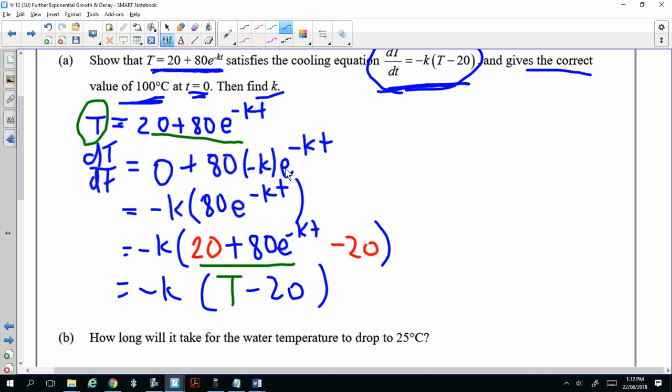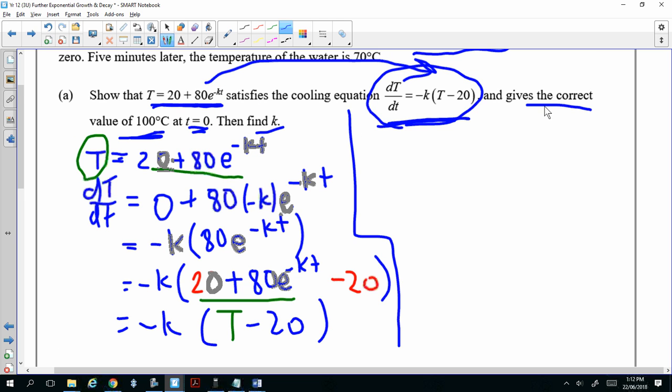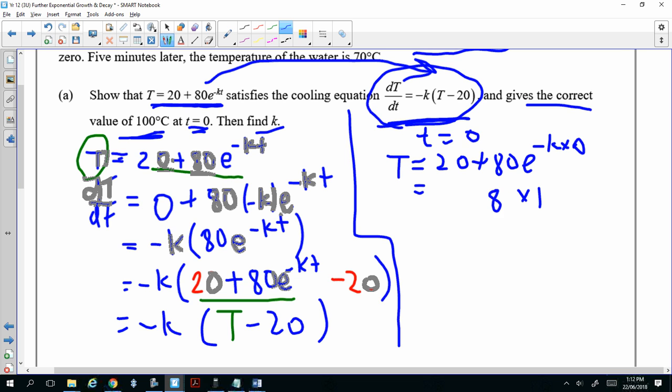Okay, so very often you get asked this question in the HSC exam in the 3-minute paper. After this, we're going to find that it gives the correct value of 100 at time equal to 0. So you substitute t equal to 0 and find out what T is. So you get 20 plus 80 e to the power negative k times 0. E to the power 0 is 1. And it does give you the answer 100, as expected. Okay, so they ask you to check it at time 0.